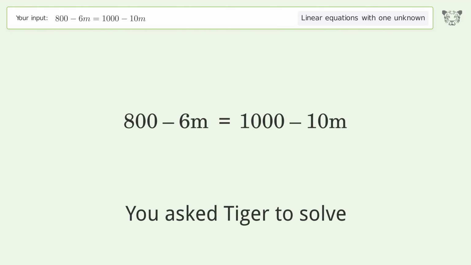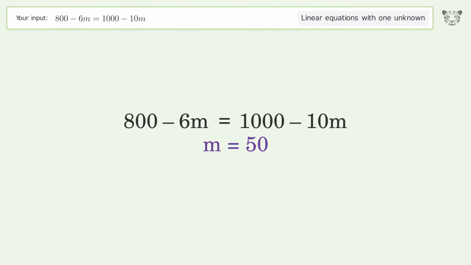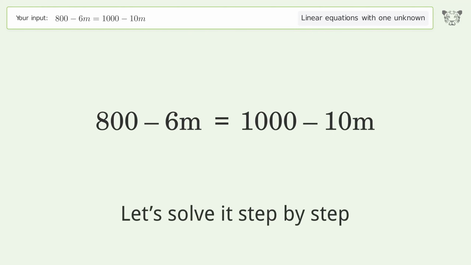You ask Tiger to solve. This deals with linear equations with one unknown. The final result is m equals 50. Let's solve it step by step.